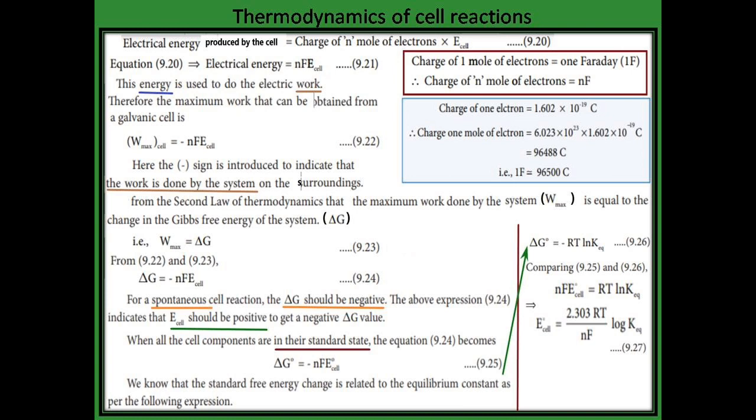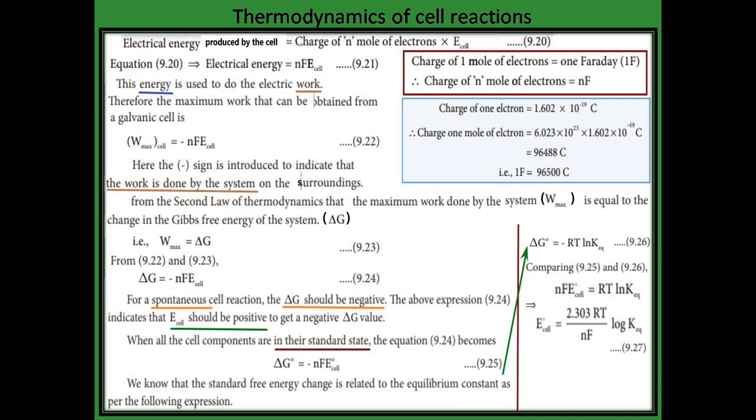Now from the second law of thermodynamics, we get the maximum work from the Gibbs free energy of the system, the change in Gibbs free energy of the system. See the equation: W maximum, that is work maximum, is equal to change in Gibbs free energy, that is equation 9.23. Now compare equation 9.22 and 9.23. It is the same one, maximum work. So we can equalize both equations.